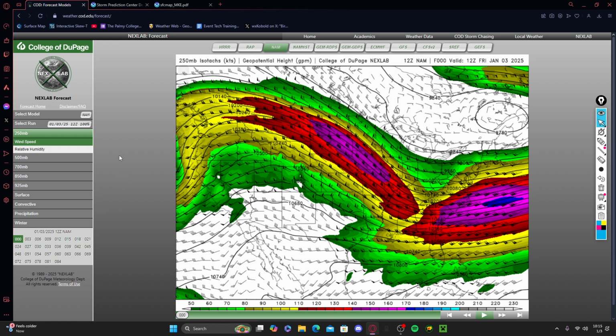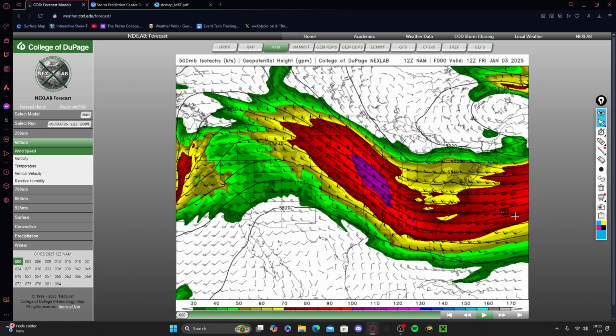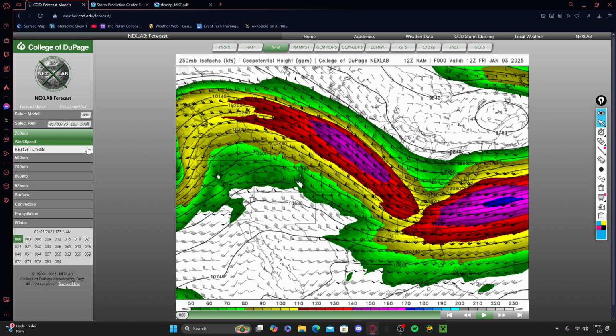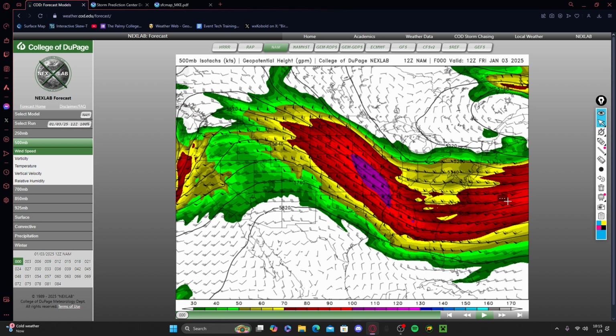Here's 250 millibars. I rarely use this just because I think it begins to get a little bit clunky. However, 250 millibars is the best level to see our jet stream because that is where it is. If you're ever wondering where there's a jet stream, you can see it very well defined here. It actually becomes a little bit hidden right here at 500 millibars. So the area of strongest flow aloft is actually here. I wouldn't have seen that at 500 millibars.